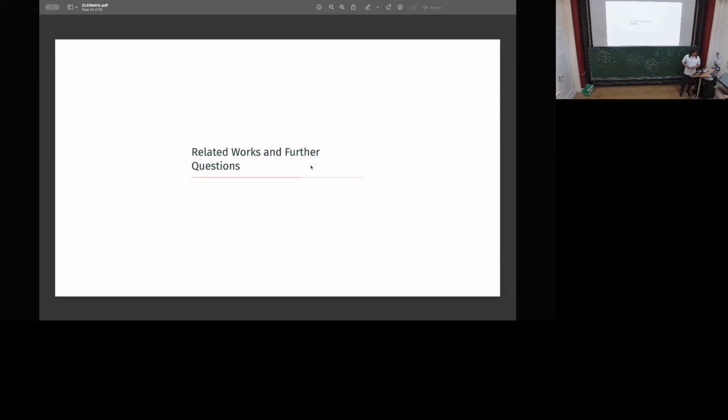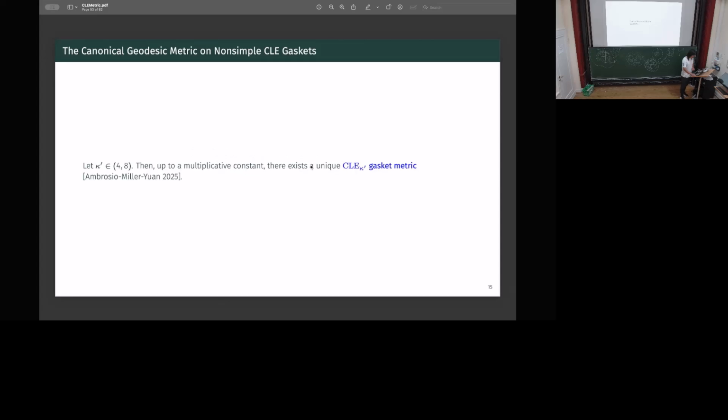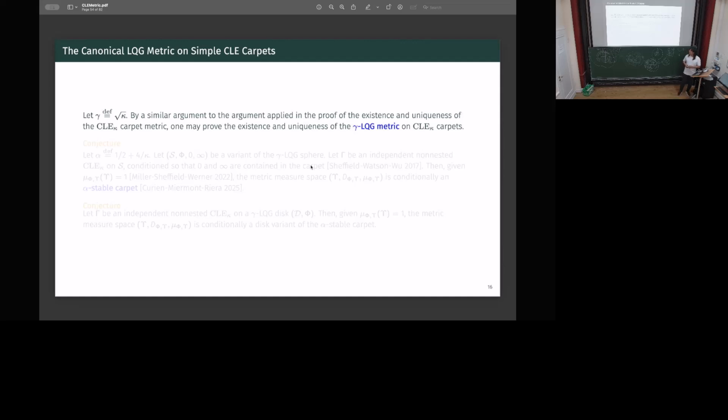So these are all the results, and I want to mention some related works and future questions. Firstly, there's a version for kappa prime between 4 and 8. It's done by Yijen, who is here, and Jason and Valeria. By a similar argument, we can also construct a quantum gravity metric on these CLE carpets. And in some parts, the proof is actually much simpler. So I skip the details of this metric.